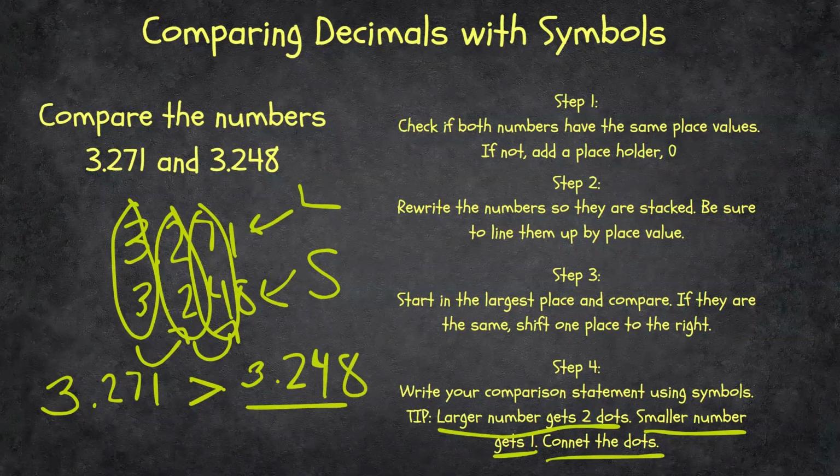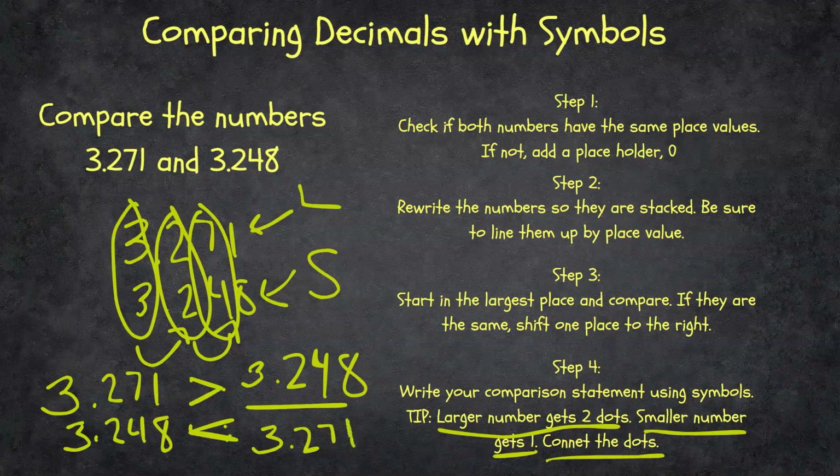Now, it's really important to know the opposite way of saying it. Since we did the greater than first, now we're going to do the less than. When we write it the other way, we're just going to flip those numbers around. So this time, the smaller number is going to come first. We're going to give it 1 dot, 2 dots to the bigger number, connect those dots, and then we just write our larger number last. Okay, so it's really important that you know how to write both ways, greater than statements and less than statements.